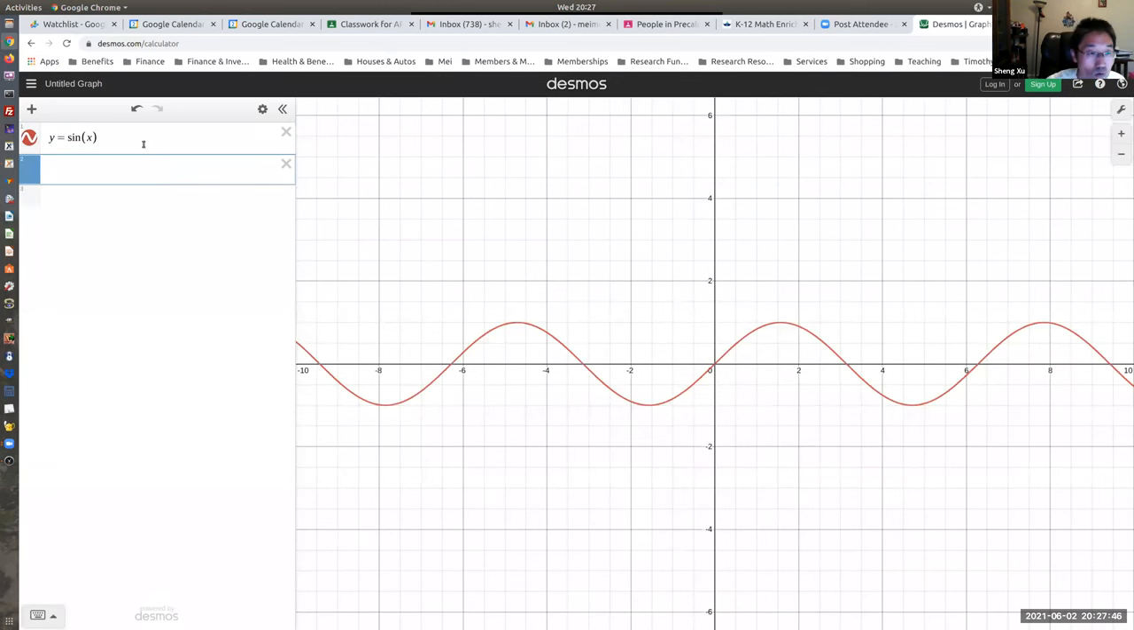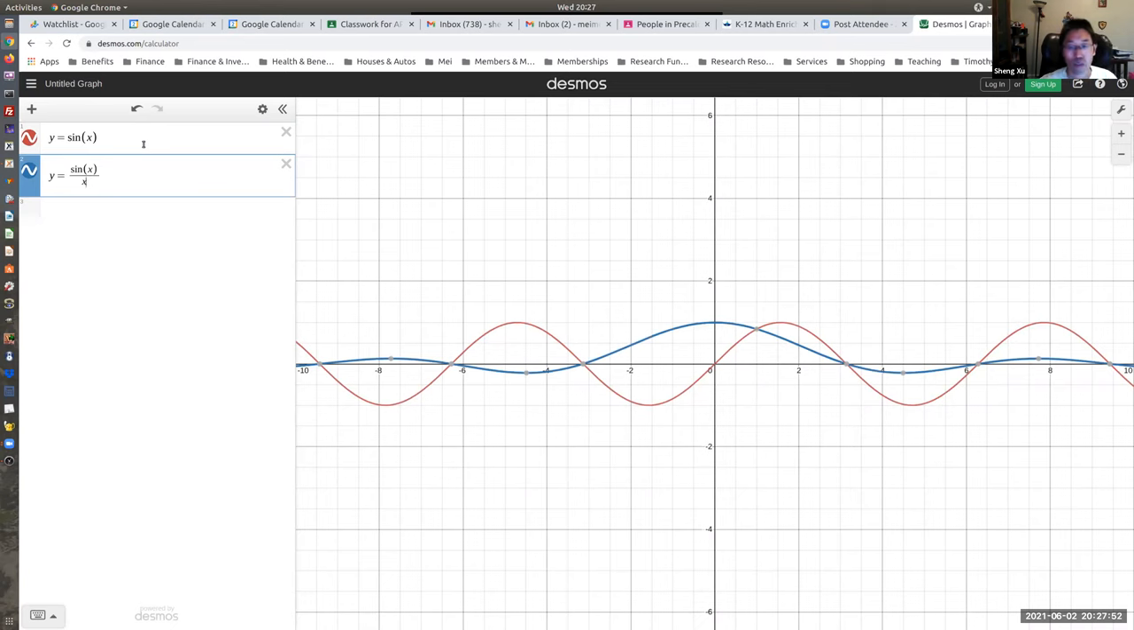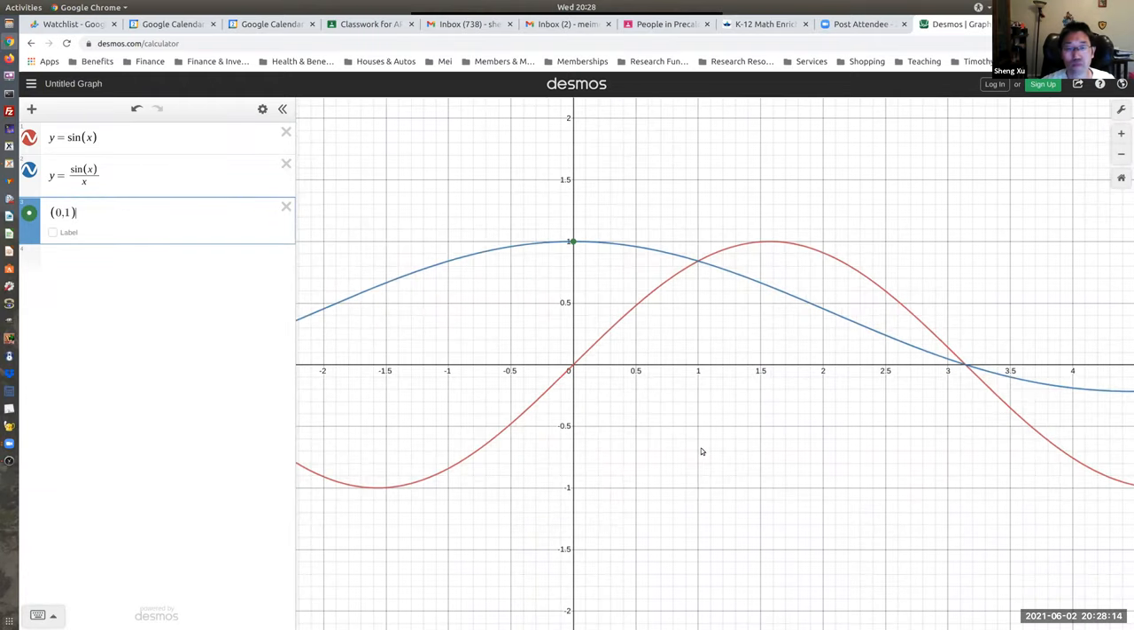Y equals sine of x over x. The blue curve is the graph of sine x over x. So as x approaches 0, the origin is right here, right? So what's the value here? Let me add that here. There's a green dot here. Do you see that green dot? Let me zoom in a little bit.